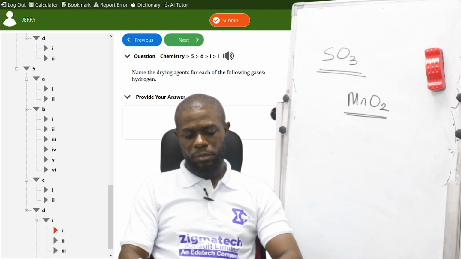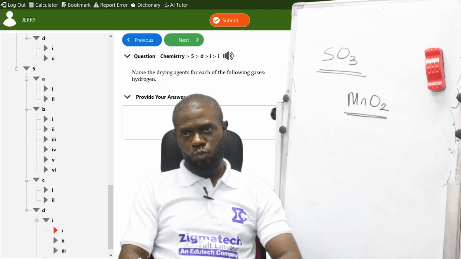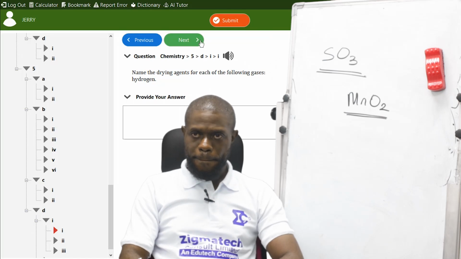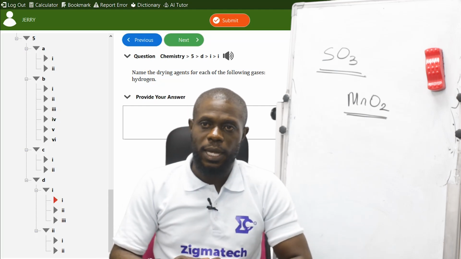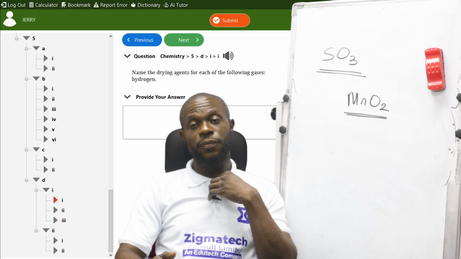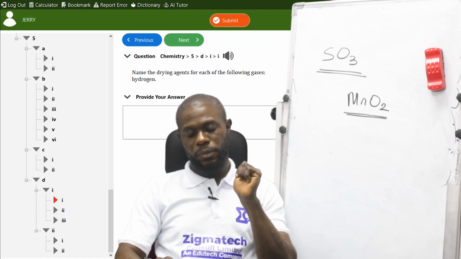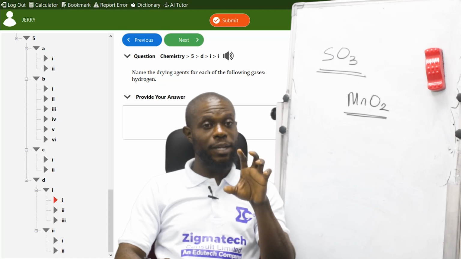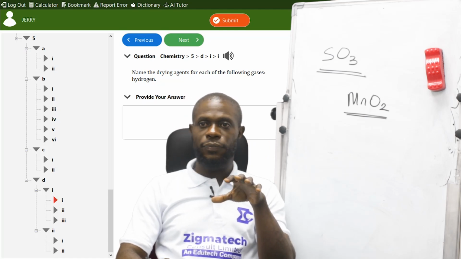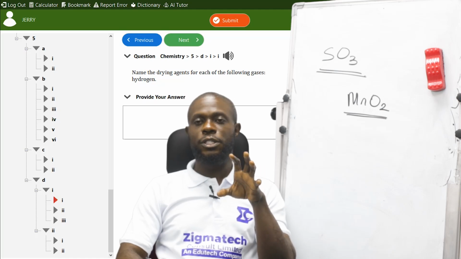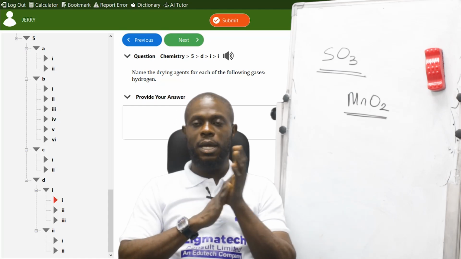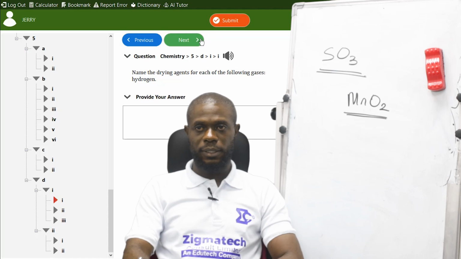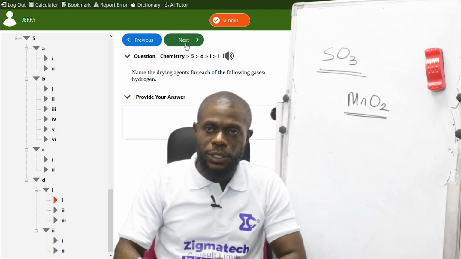They say, name the drying agents for each of the following gases. Number 1 is hydrogen. The drying agents for hydrogen are fused calcium chloride and concentrated tetraoxosulfate(VI) acid, or sulfuric acid.